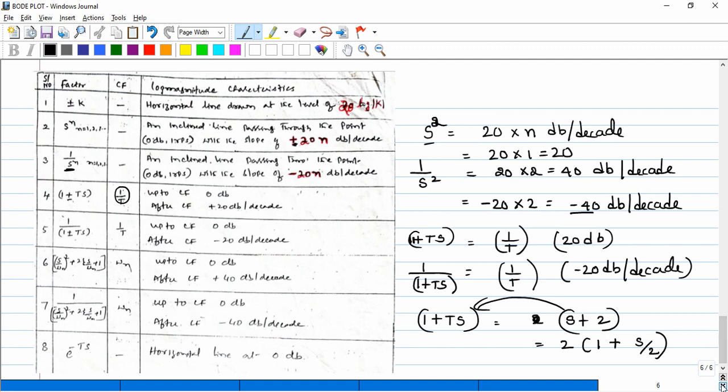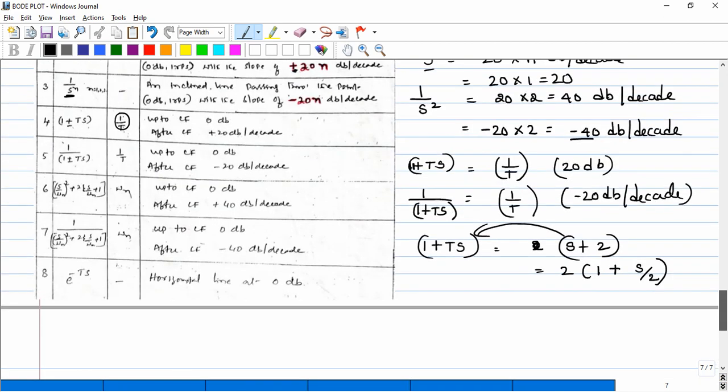So let me show you that. See, for 1 plus ts, the corner frequency is 1 by t. So the corner frequency formula is 1 by t. I am identifying it for this particular equation, s plus 2. What is the corner frequency for s plus 2? If I substitute, see, this is the standard form. What is the t value here? That is 1 by 2. 1 by 1 by 2, and the answer will be 2. That will be the corner frequency.